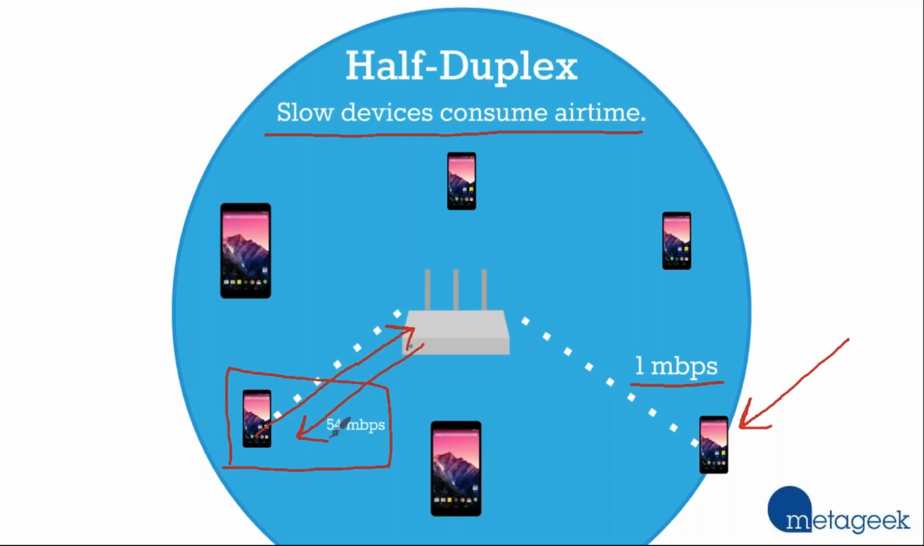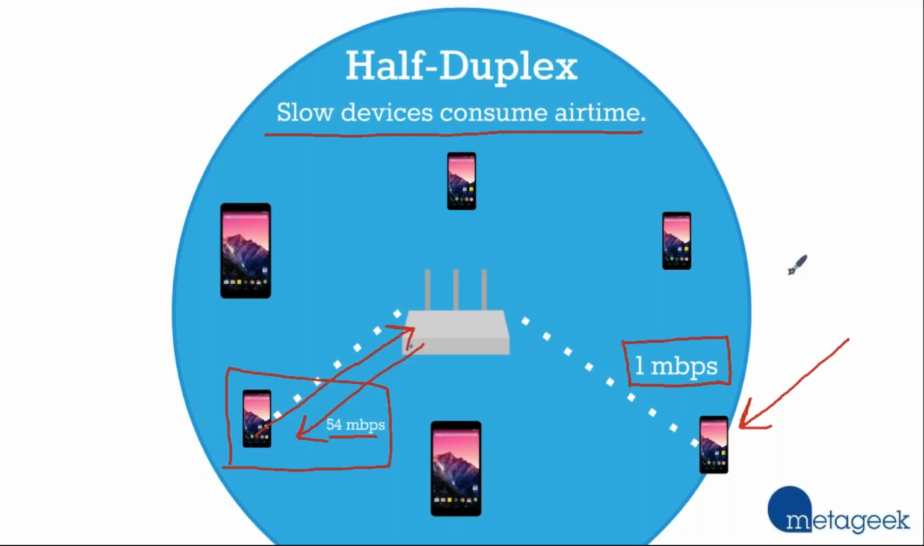So our one Android phone here, we're seeing 54 megabits per second. That's the fastest 802.11g data rate available. And then we've got this fringe device that's slowed all the way down to 1 megabit per second. That data rate goes all the way back to 1997 when the original 802.11 standard was created. That's the original data rate.